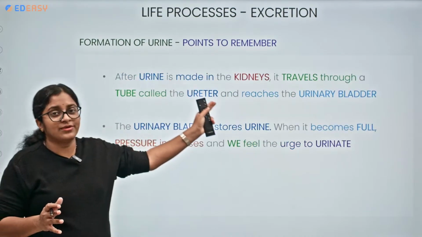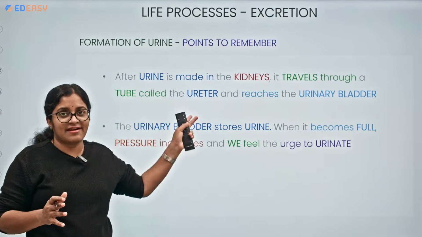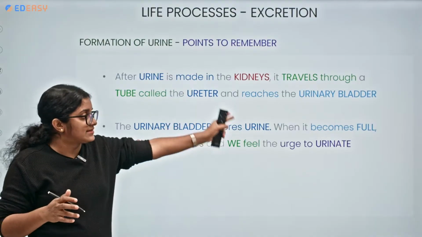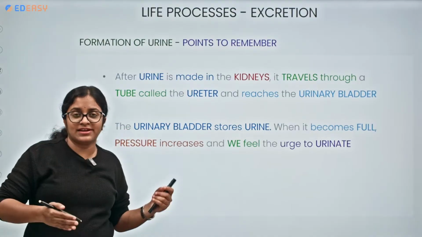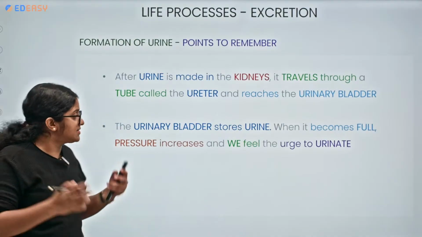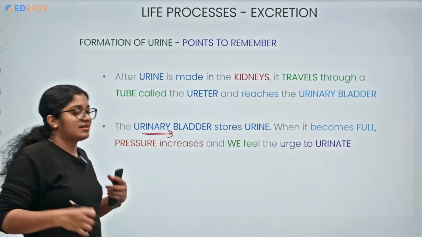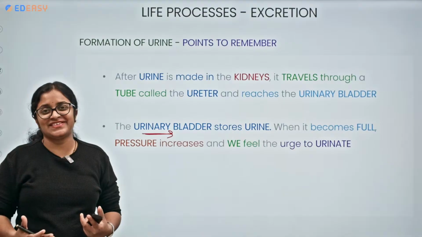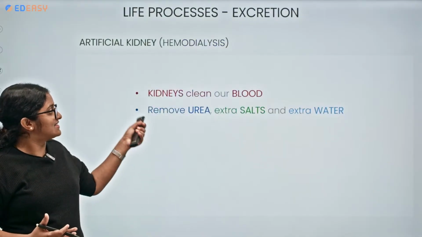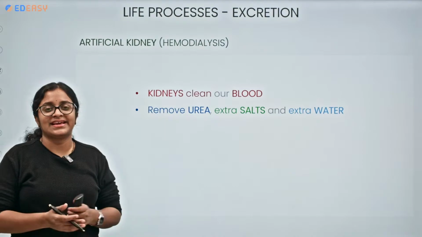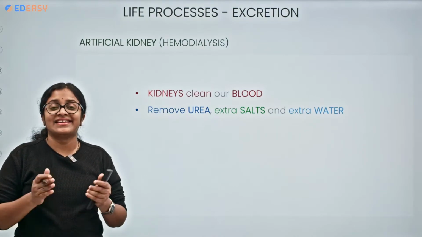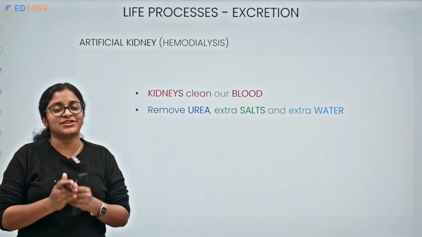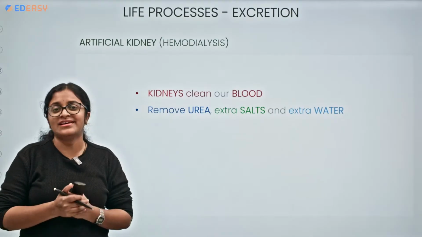After urine is made in the kidneys, it travels through the ureters, right? It is like a long tube and it reaches the urinary bladder. The urinary bladder temporarily stores the urine. When it becomes full, of course, a pressure is created and there is an urge for urination. We feel the urge, and there is an elimination. So far we have been understanding the concept of the excretion process, the human excretory system and the mechanism of urine formation.